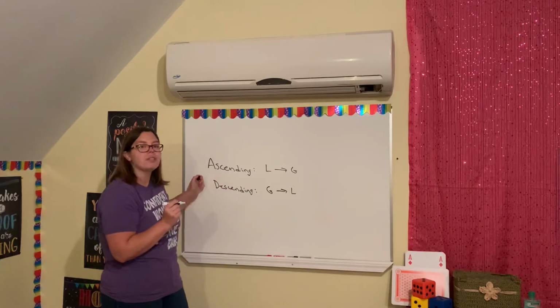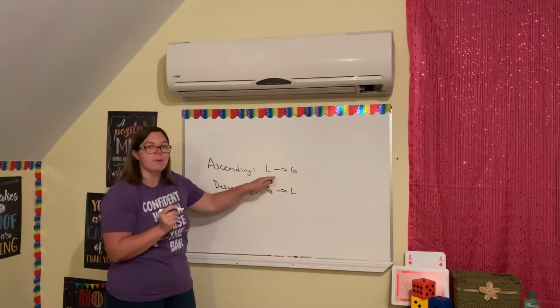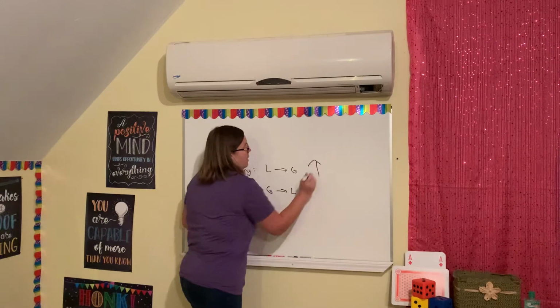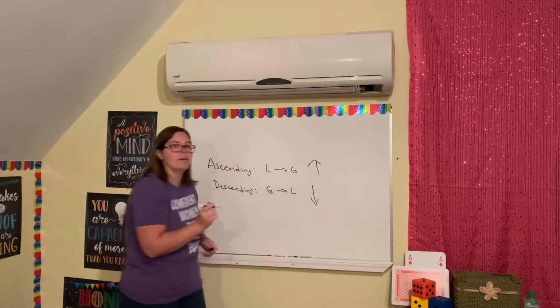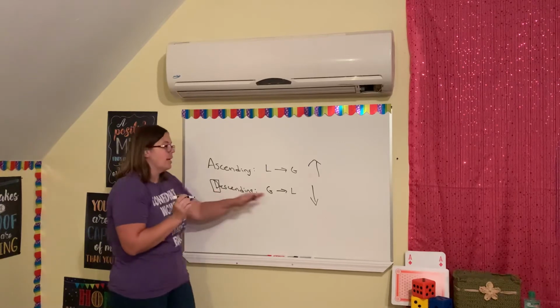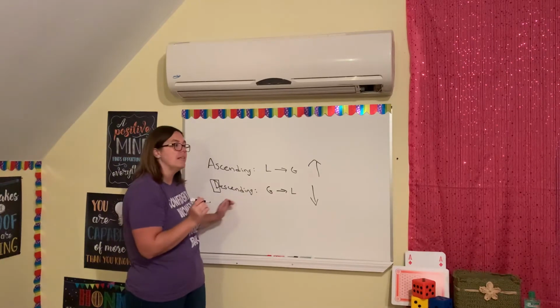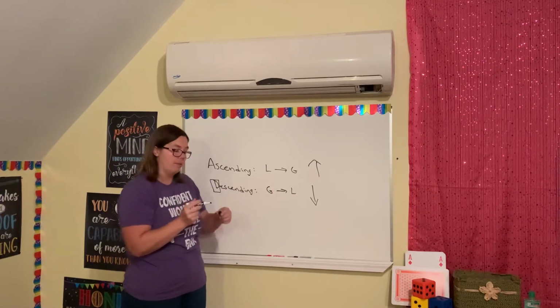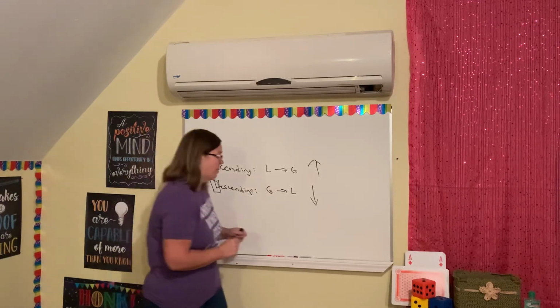So it is important to know ascending is going up and descending is going down. How I remember it, descending begins with D and down begins with D. So D, descending, down. Let's try an example.